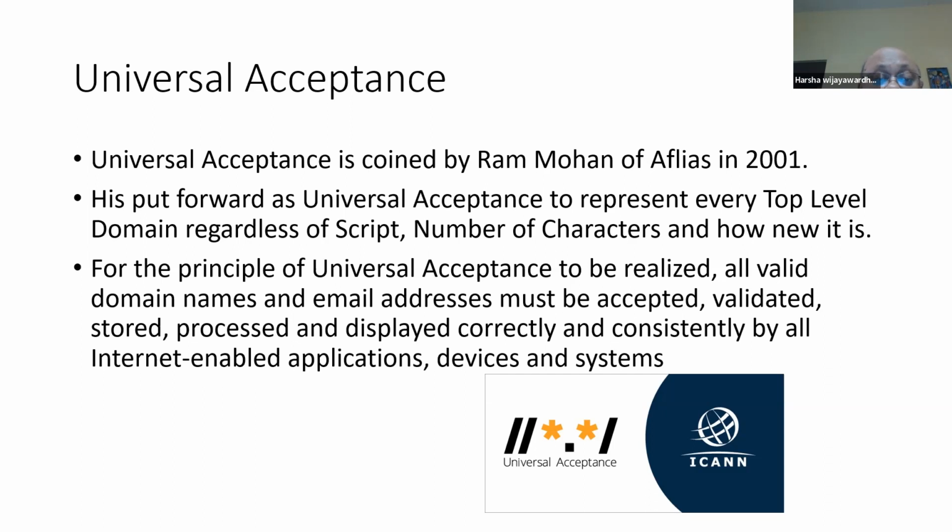So for the principle of universal acceptance to be realized, all valid domain names and email addresses must be accepted, validated, stored, processed, and displayed. That's the 5 things. It has to be a valid domain name and valid in email addresses, and it has to be accepted, validated, stored, processed. All of this should be done by the system application, whether it's new or older top level domains, or any script, or the number of characters, how new it is, that doesn't mean anything at all. That is the idea of universal acceptance.